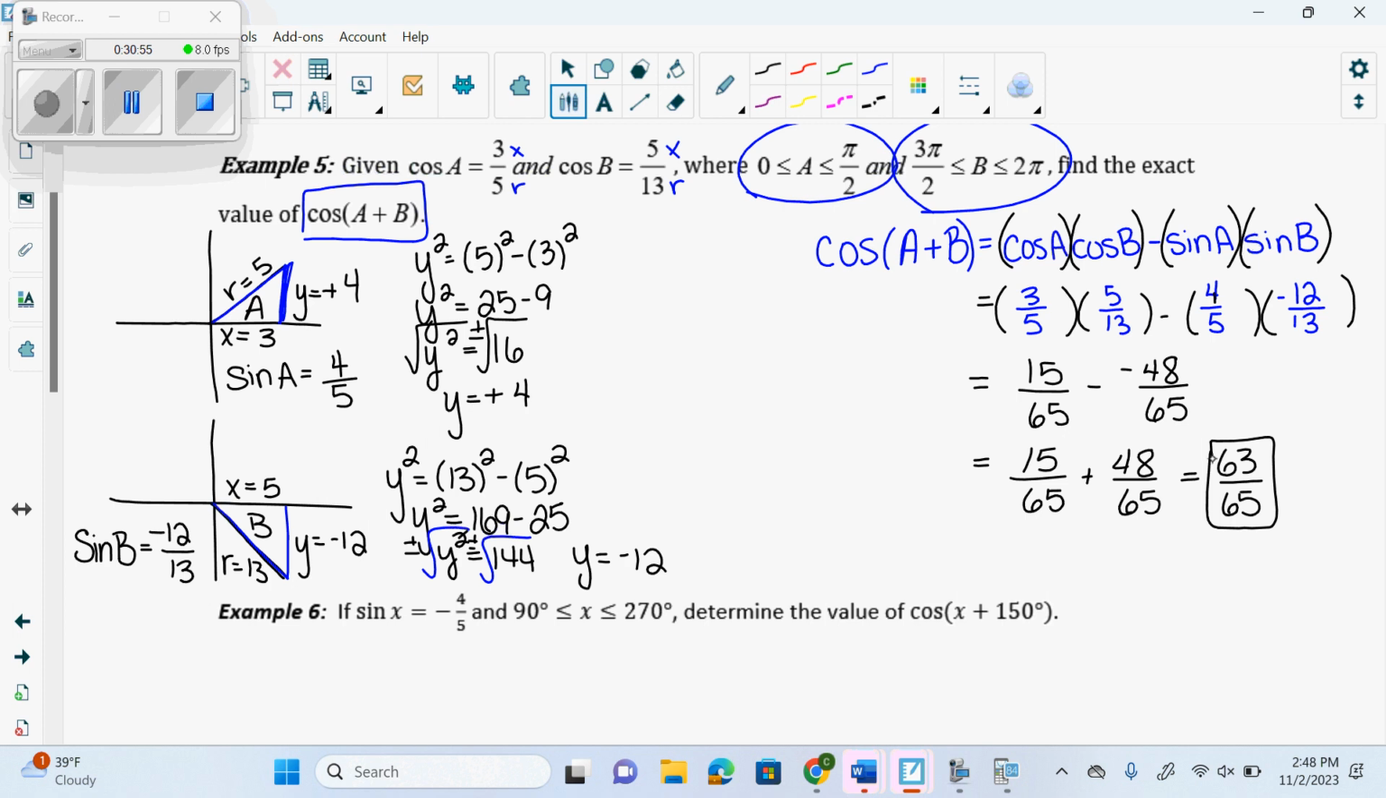Okay, you guys try the next one out. The next one doesn't give you two triangles, it only gives you one, but it gives you 150 degrees.